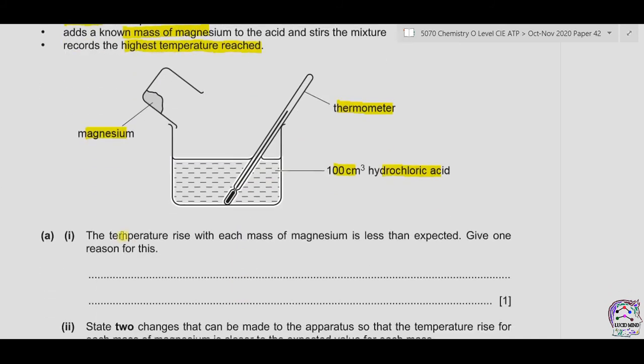Part A 1. The temperature rise with each mass of magnesium is less than expected. Give one reason for this. As we can see that this beaker is open, so we can conclude that heat is lost to the surroundings. Or you can also write that heat is transferred to the beaker, because the beaker also gets hot when the temperature rises.